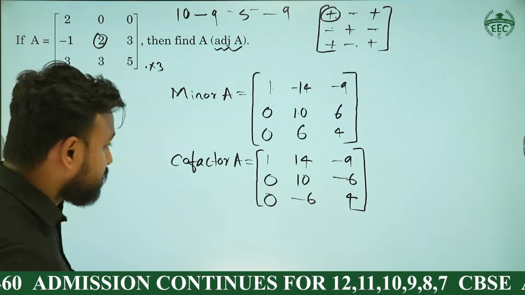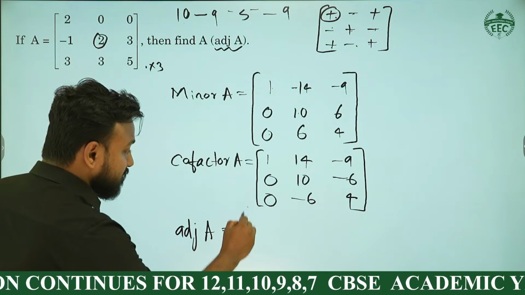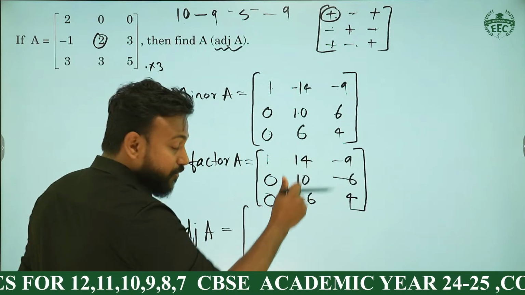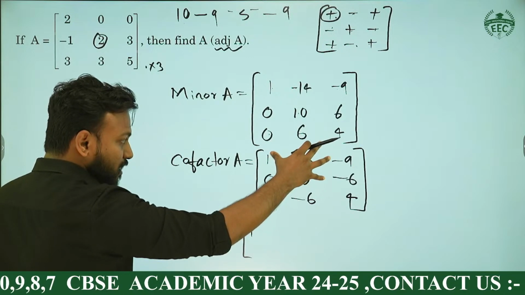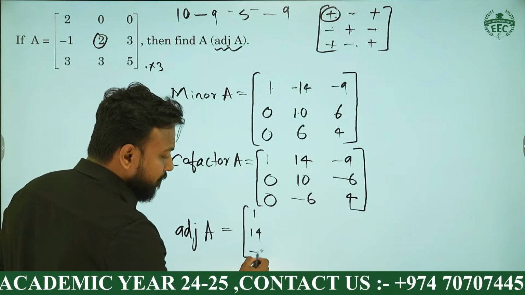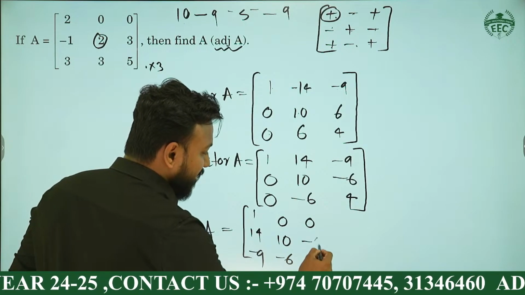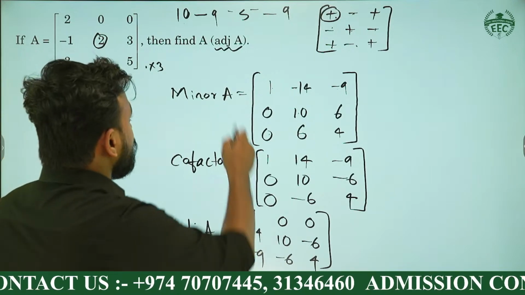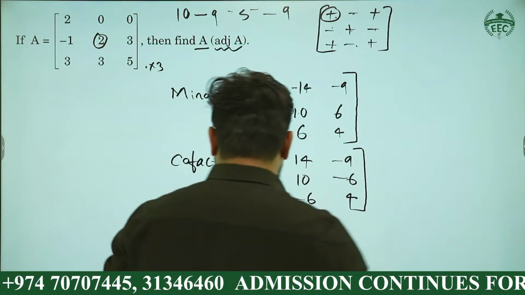That's your cofactor. Then after that you have to find adjoint A, that is the transpose of the cofactor. You want to find the transpose of this one. That is 1, 14, minus 9, 0, 10, minus 6, 0, minus 6, 4. This is your adjoint. After that, you want to multiply this adjoint with A. I'm going to do that. Listen.